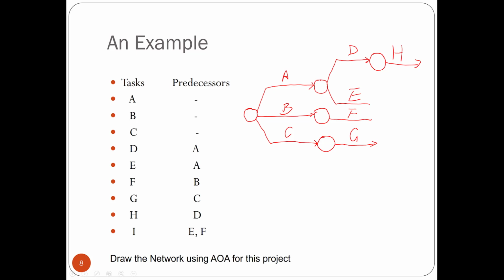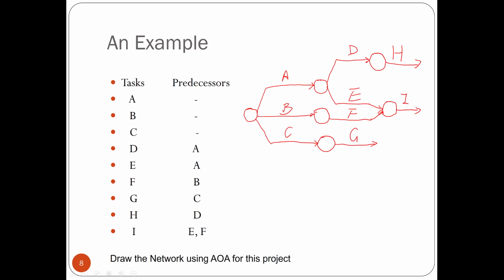Here, both E and F are the predecessor of I. So when we see this, we'll think about E and F both needing to be complete before we start activity I. So this E and F would end up going to the same event node, representing both E and F are done. We can go to I.